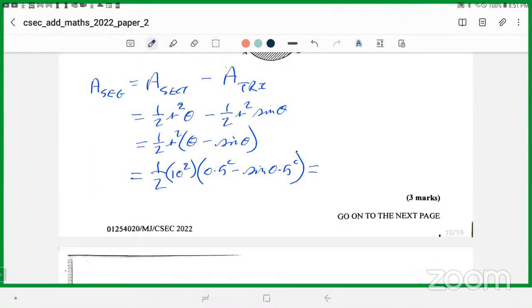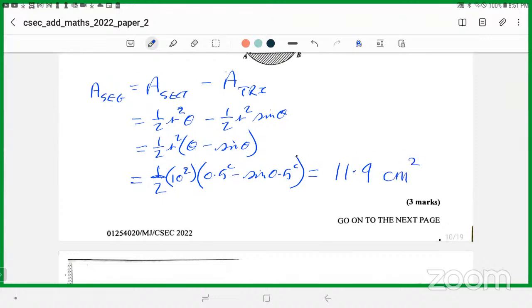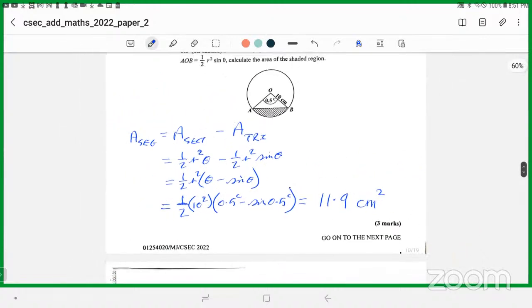How does this work out to this line? Let's put that in the calculator. Half of the 100 is 50. What did you get? Anybody? 11.99. Yes, 11.9 centimeters squared. It's in centimeters squared, and that's it.